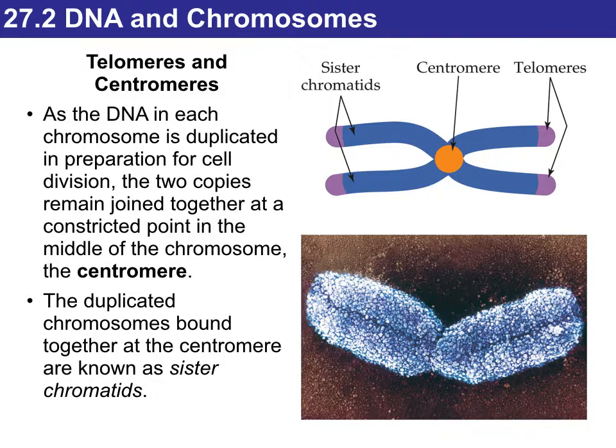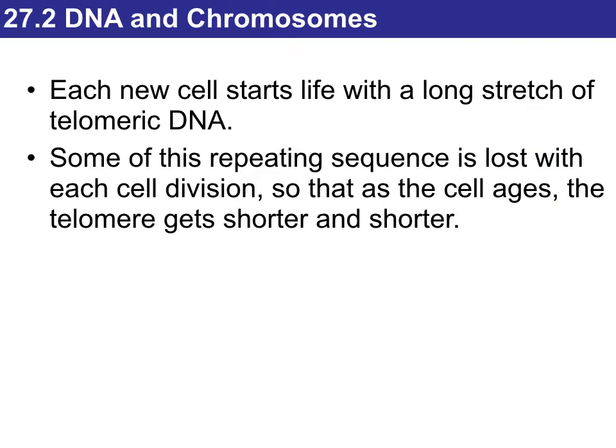You have here a replicated chromosome. So you have the two sister chromatids that are attached in the middle by what we call the centromere. And on each side, in purple, are what we call the telomeres. Every time a cell is going to divide, it starts with a very long stretch of telomeric DNA, those telomeres. Every time a cell divides, a portion of that repeating sequence is lost. So as the cell ages, the telomere gets shorter and shorter.